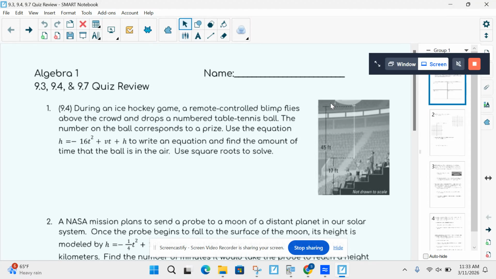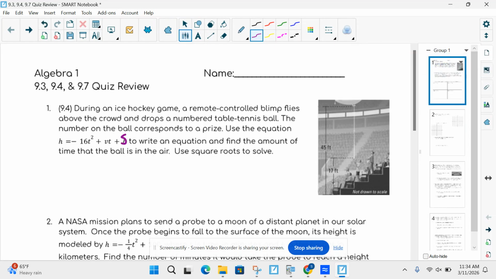So one edit to this question is that the H at the end here is supposed to be an S, because do you remember what S stands for? No, it stands for speed. Lincoln? It stands for starting height. V, velocity, is your initial velocity, and velocity is speed. S is the starting height.